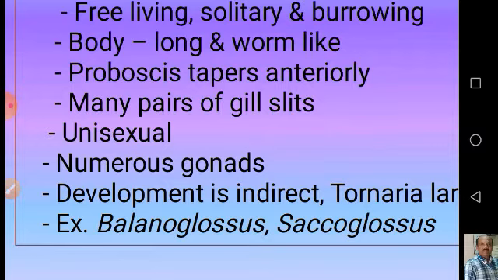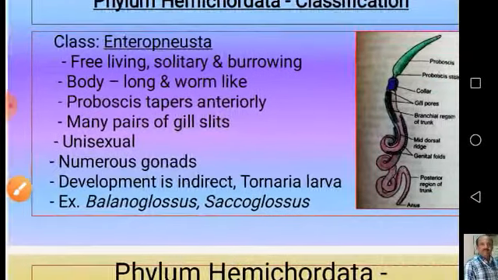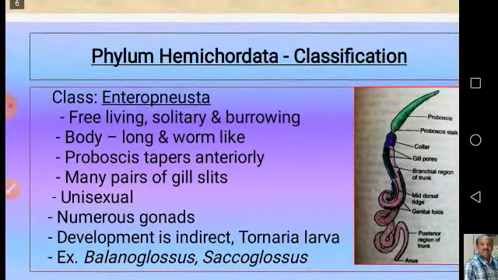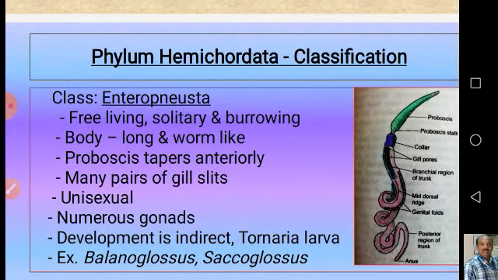Then these animals are unisexual, that means male and female are distinguished. Their sexual dimorphism can be seen, and gonads are numerous, whereas in some other animals of the Hemichordata the gonads are single, but here numerous gonads are present. And the development is indirect, possessing a Tornaria larva in the life cycle, and the best examples are Balanoglossus and Saccoglossus.